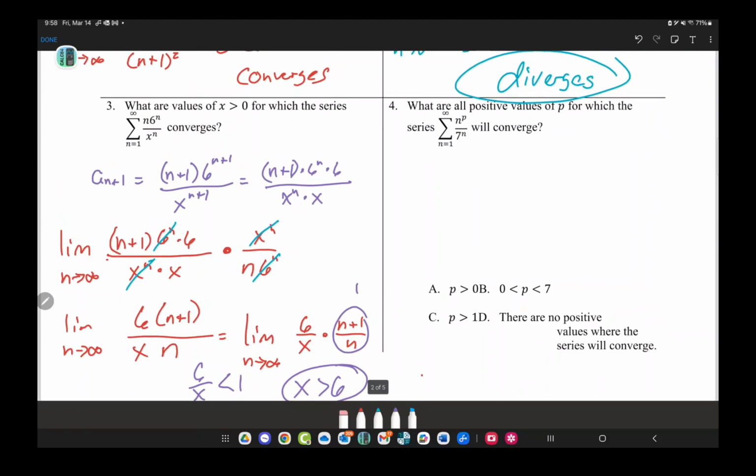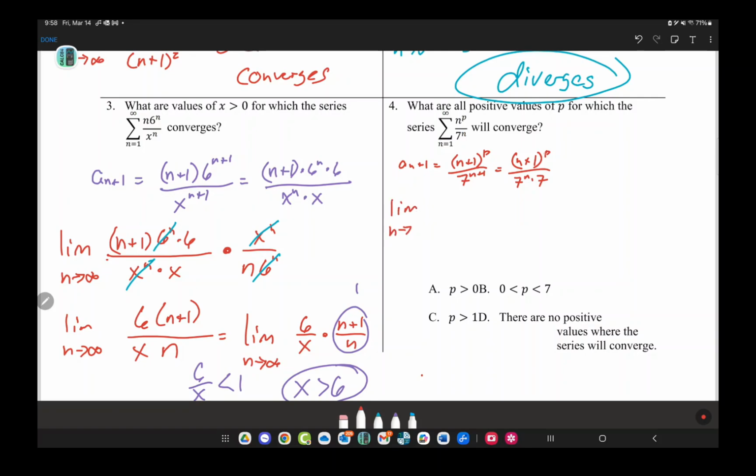All right, what are all the positive values for p in which the series will converge? Yeah, p has to be what? So we do the same thing. a of n plus 1 is equal to what? n plus 1 to the p value over 7 to the n plus 1, which we can say n plus 1 to the p value over 7 to the n times 7, right? So we take the limit.